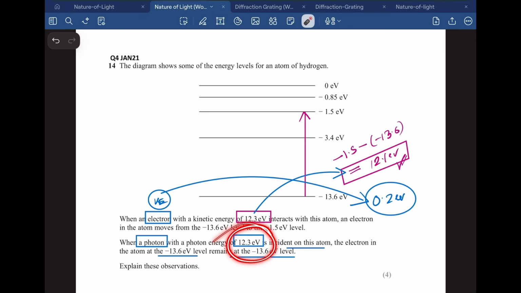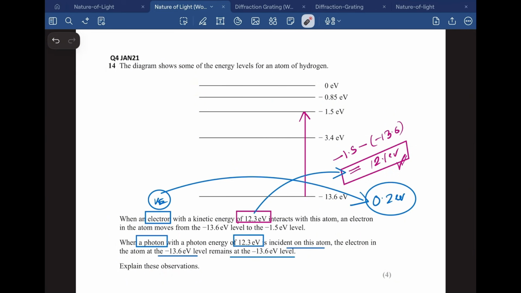These two values are not the same, and a photon has a tendency that it will give all of its energy, or it won't give at all. Right here only 12.1 is required and it has 12.3, so it cannot give all of its energy. So it will not give the energy to the electron, and the electron will not move from the lower energy level to the higher energy level. If it cannot give all of its energy, then it is not going to give the energy at all.